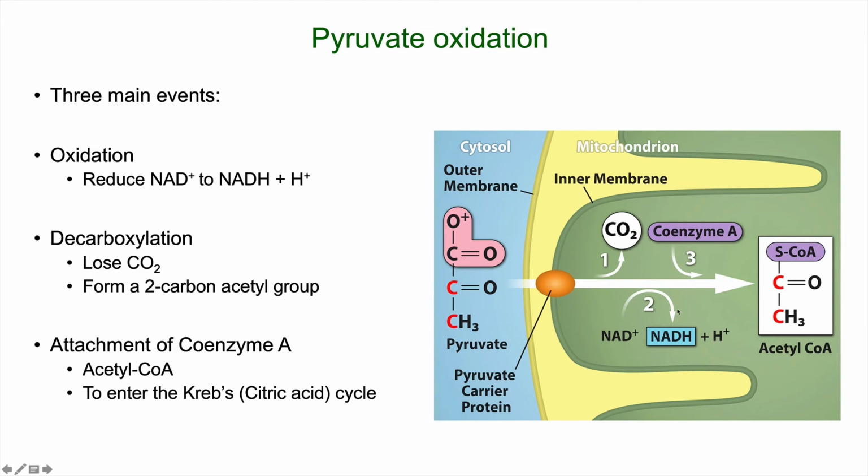And now we've got this 2-carbon acetyl group. The last thing we're going to do is attach it to a molecule of coenzyme A to form what's called acetyl-CoA. And the reason we need to attach it to the CoA is because when we get to the next pathway, the Krebs cycle, the first enzyme of the Krebs cycle can't recognize the acetyl group unless it's attached to CoA. But the CoA won't go with it into the Krebs cycle. It just gets it there. And so that's why we call it an escort molecule.